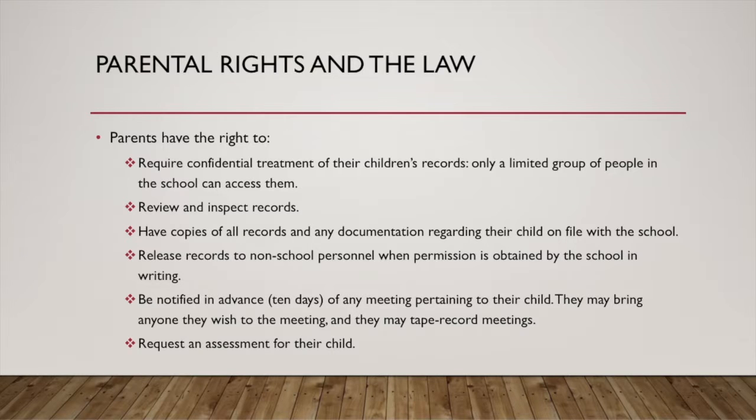Parental rights and the law. Parents have the right to require confidential treatment for their child's record, so only a limited group of people in the school can access them. They can review and inspect records. They can have copies of all records and any documentation regarding their child on file with the school. So any document, any record with the school, they can have a copy of. They can release records to non-school personnel when permission is obtained by the school in writing.